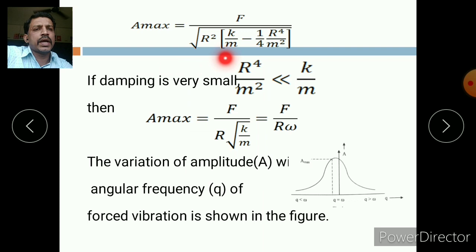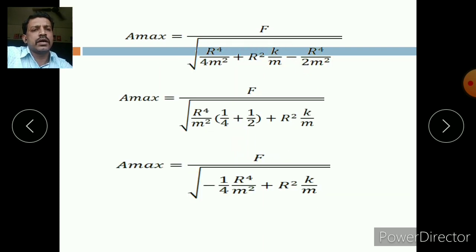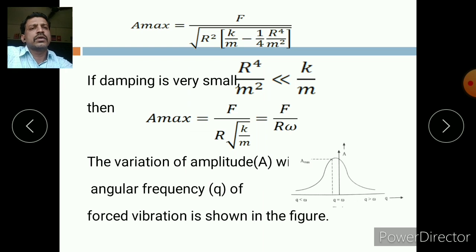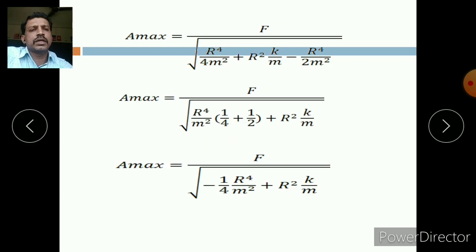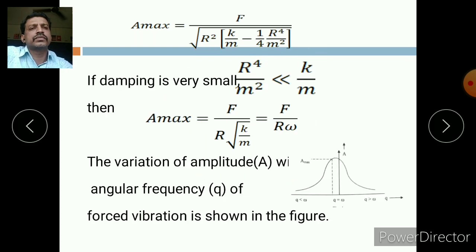Therefore A max equals F upon under root, here it is r⁴ power, r square is there, so we take r square common. Therefore, under root r square in bracket (k by m minus 1 by 4 r⁴ upon r square upon m square), should be there, because already we take r square common.